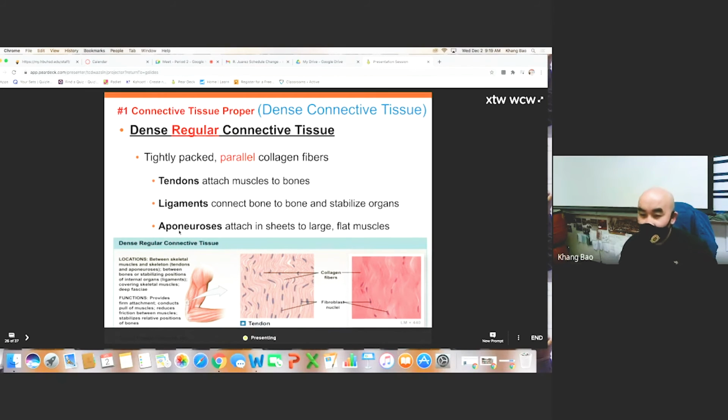And then aponeurosis, right? It's like a flat muscle. But anyway, tendon and ligament is a good example because look at it, they're parallel, they're regular because they're tightly packed together like that, you see? And tendons are muscle to bone. Ligament means bone to bone, all right?